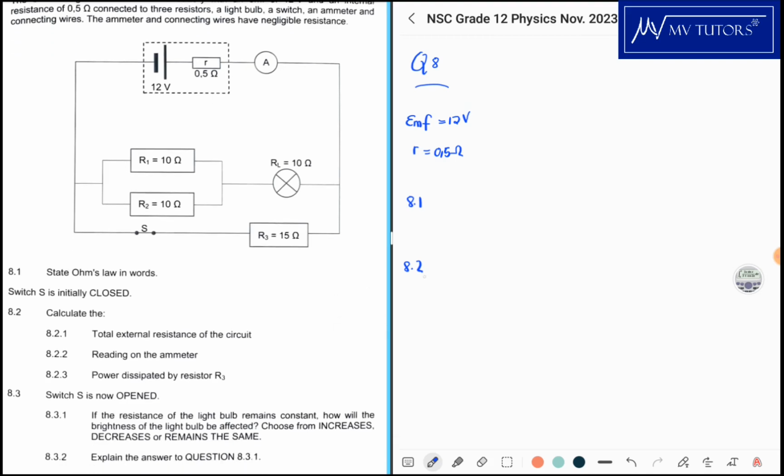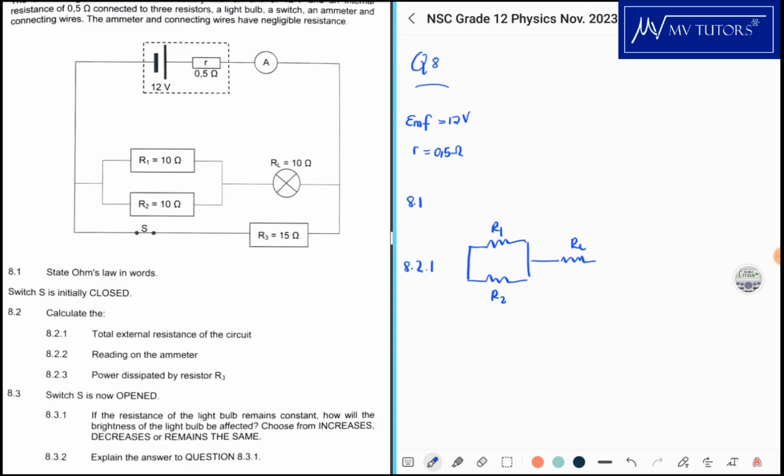So 8.2.1, calculate the total external resistance in the circuit. We see here we have this resistor that is in parallel. So R1 is parallel to R2, and then both of them are in series with RL. And ultimately, all of that is in parallel to R3. So I'm going to start with the parallel ones first. We can see that we have 10 ohm and 10 ohm.